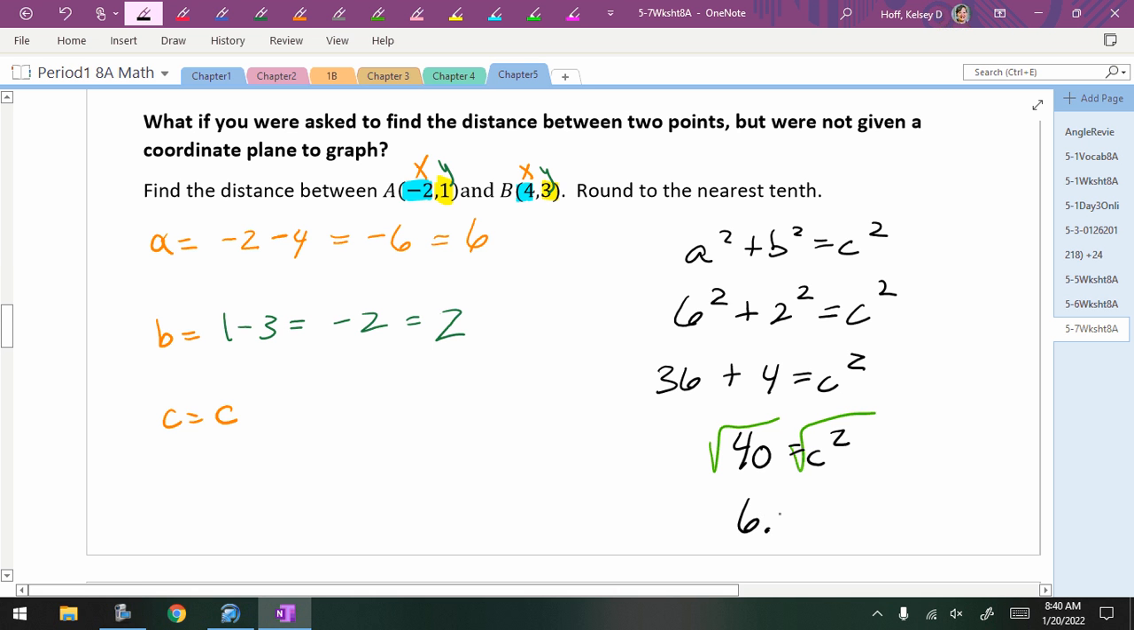6.3? Okay, 6.3. Does this make sense how you come up with 6 and 2? You have to subtract the two numbers. -2 minus 4 is -6, but we don't care about the sign today. 1 minus 3 is -2, but we don't care about the sign today.